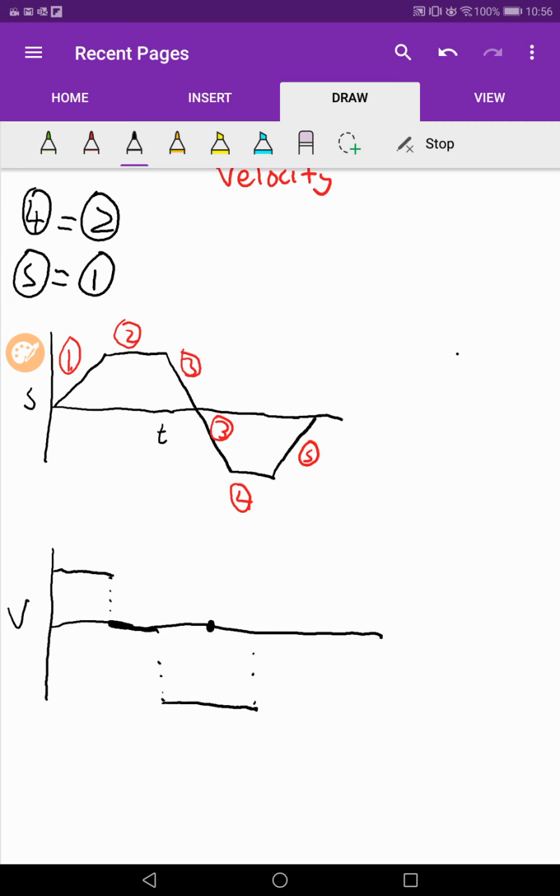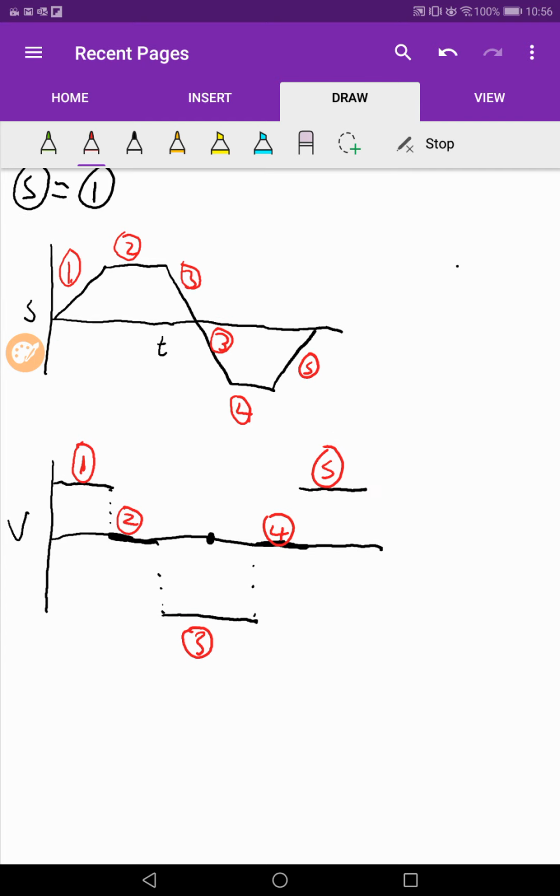And then we stopped. And then we had a positive velocity again. So let me write on the different sections. This is section 1. This is section 2. This is section 3. This is section 4. And this is section 5.